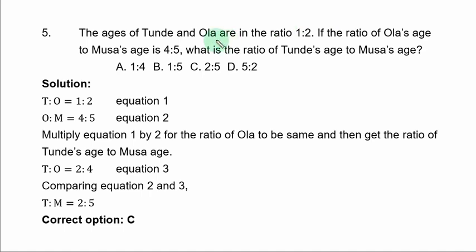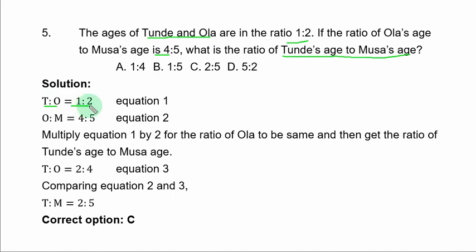Question 5. The ages of Tunde and Ola are in the ratio 1:2. If the ratio of Ola's age to Musa's age is 4:5, what is the ratio of Tunde's age to Musa's age? Solution. From the question, Tunde to Ola is 1:2.